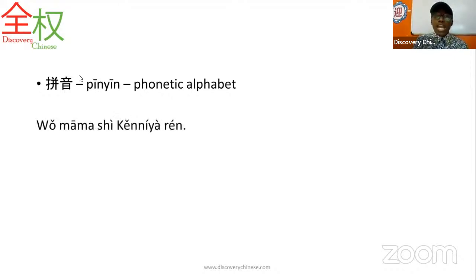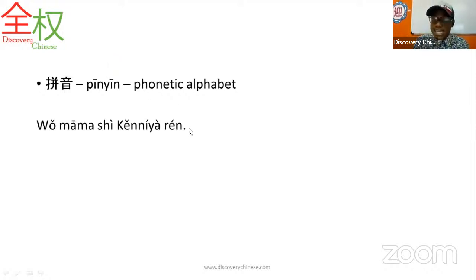Now, if you look at this, for instance, 我妈妈是肯亚人. So 我 is I, mama is mom, right? 是 is 肯亚人. So this is a Chinese sentence written in pinyin.